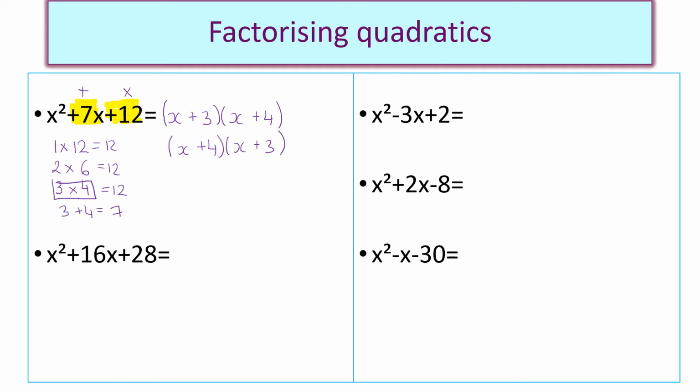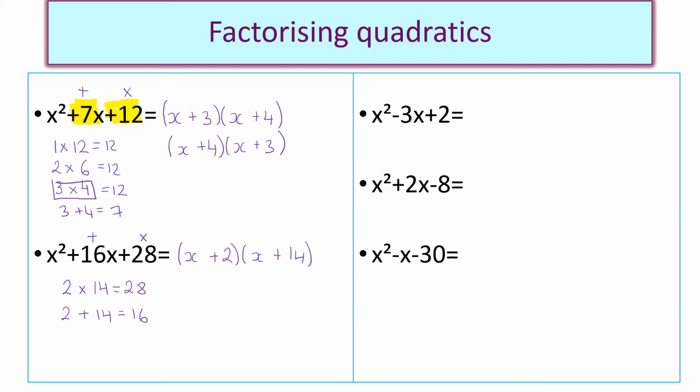In the next example, again, I want two numbers that I times to get 28, and the same two numbers that I add to get 16. Again, I could write out all the numbers that I times to get 28, but hopefully you can spot that the two numbers that I need are 2 and 14. 2 times 14 is 28, and 2 add 14 is 16. So in my brackets, I'll have x plus 2 and then x plus 14.